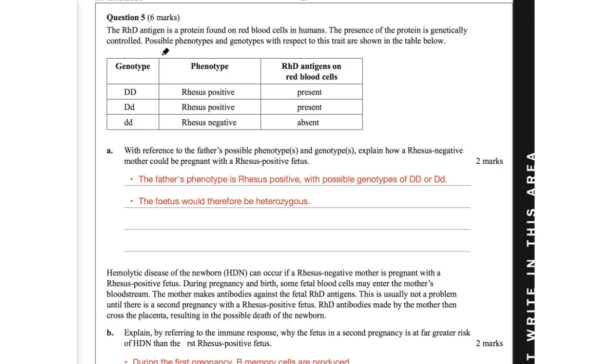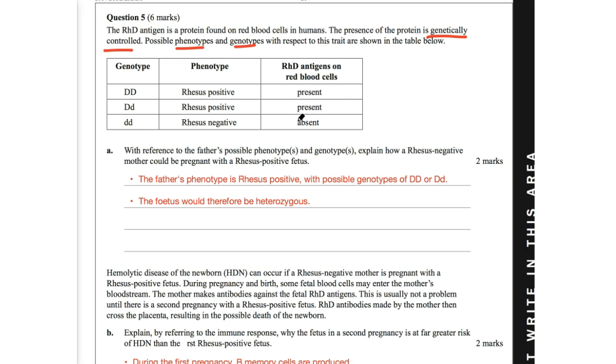Question 5 now. The RHD antigen is a protein found on red blood cells in humans. The presence of the protein is genetically controlled, and there are possible phenotypes and genotypes with respect to this trait, shown in the table below. So we see that the genotype big D gives you rhesus positive, and it means that the RHD antigens are present on the cell. The same thing here, big D, little d, rhesus positive, antigens present, and we find that little d, or the recessive, is rhesus negative, and the antigens are absent.